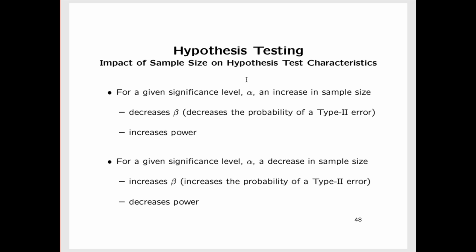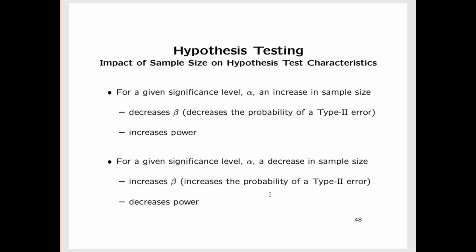For a given significance level alpha, if we increase the sample size, that's going to decrease beta. In other words, it's going to decrease the probability of a type 2 error, and it will increase power. For a given significance level alpha, if we reduce the sample size, then that will increase beta. In other words, it will increase the probability of a type 2 error, and it will decrease power.